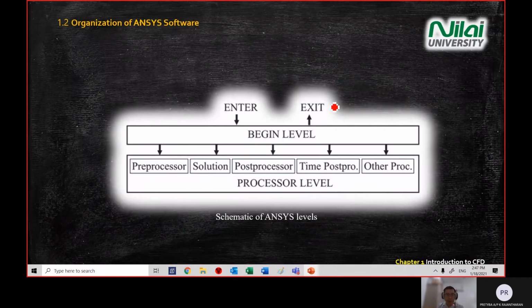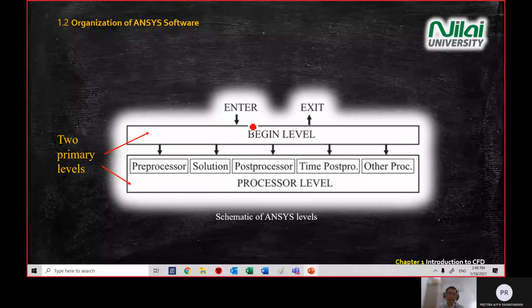Okay, so for ANSYS software, it consists of two main stages. One is at the start level or begin level. Another one is the processor level. So these are two big principal stages that we have for ANSYS. We call it a primary level. So we have begin level and processor level. Begin level only deals with the enter and exit process, meaning when you start the program, it will enter into begin level. Then if you close the program, it will also exit from the begin level.